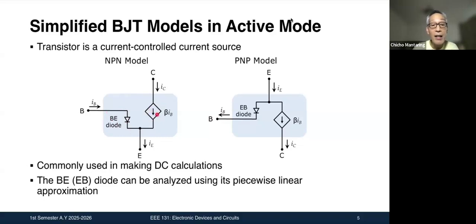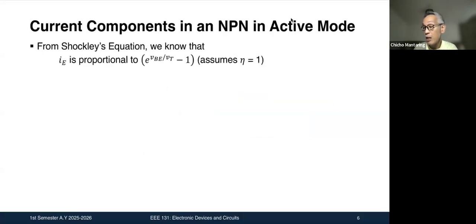Okay, this is a linear current-controlled current source. And normally we use this in making DC calculations. Even this, using the piecewise linear model, usually that is accurate enough, or that is sufficient when just making DC calculations. Okay, let's now develop a more accurate model of your transistor.